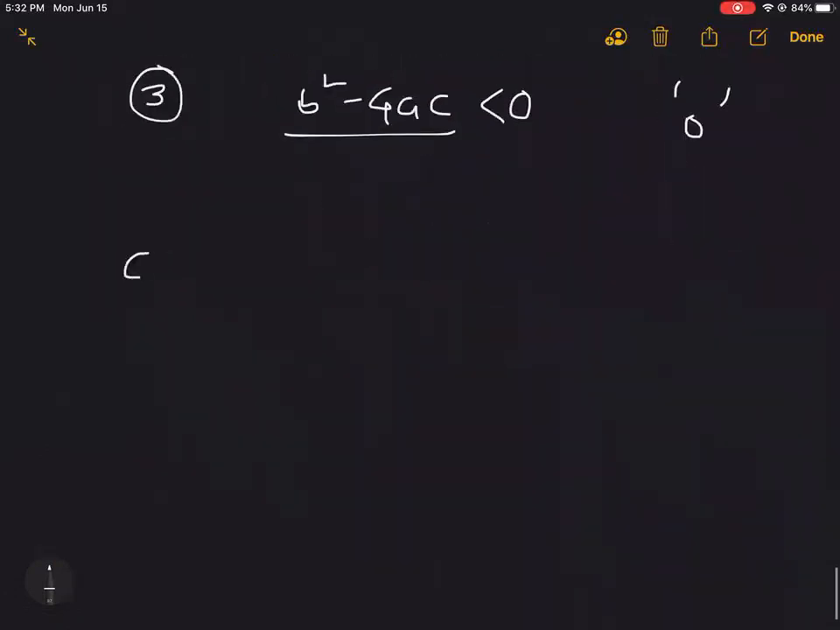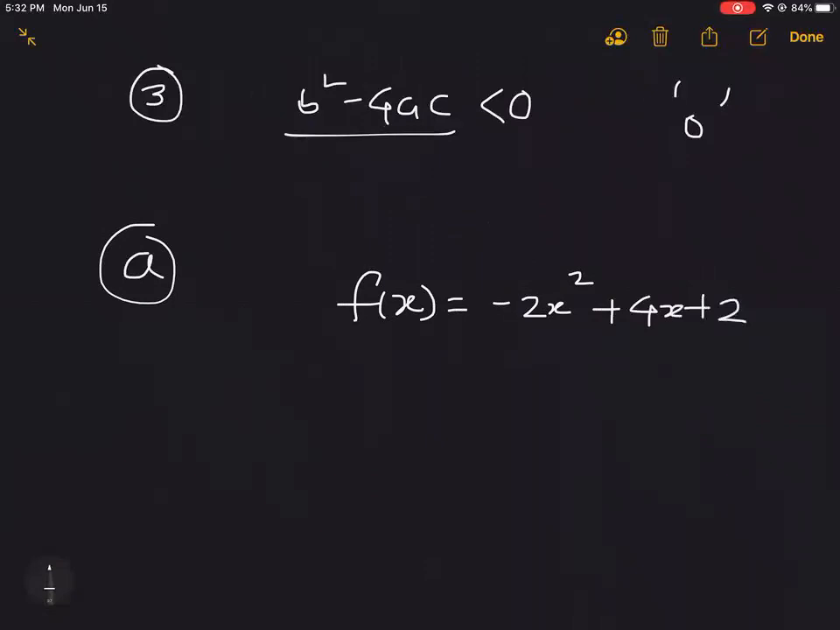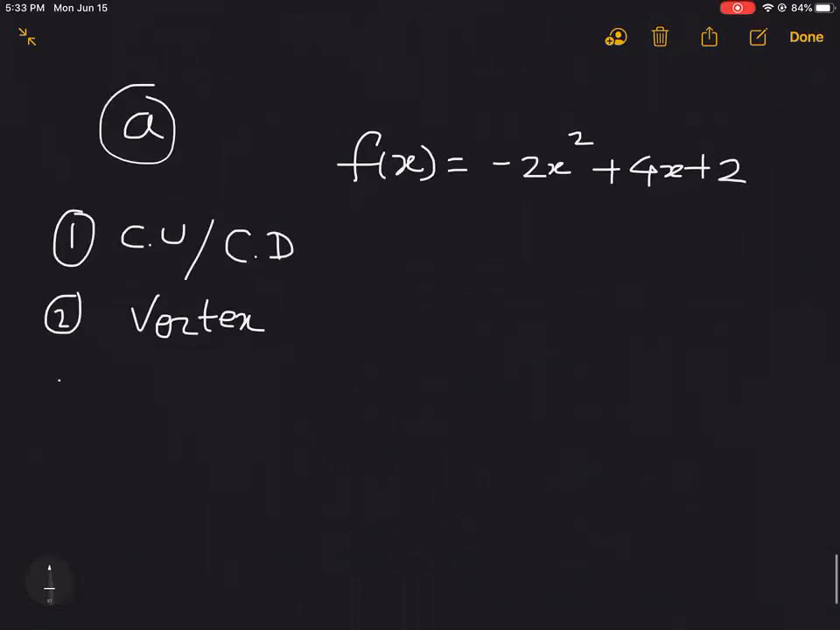Okay, so our example is f of x is negative 2x squared plus 4x plus 2. From this you can calculate whether it's concave up or down. You can calculate the vertex as we have seen in the previous problem. We can calculate the axis of symmetry, that we have seen in the previous problem as well. So I won't go into that.